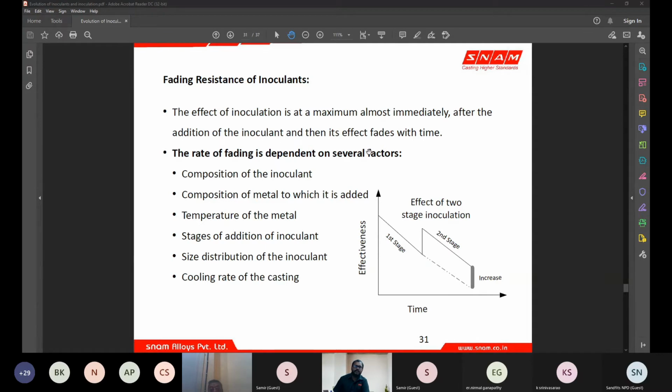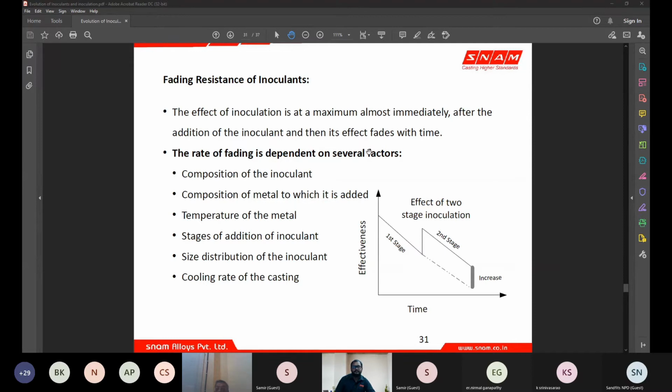So if you have a liquid metal which is viscous, or which has more alloying elements which affect the solidification rate, then the fading effect also gets affected, and the fading resistance of the inoculation can come down. Like in cases where molybdenum, chromium, vanadium, these kinds of extra elements are added as requirements. So your fading resistance decreases.